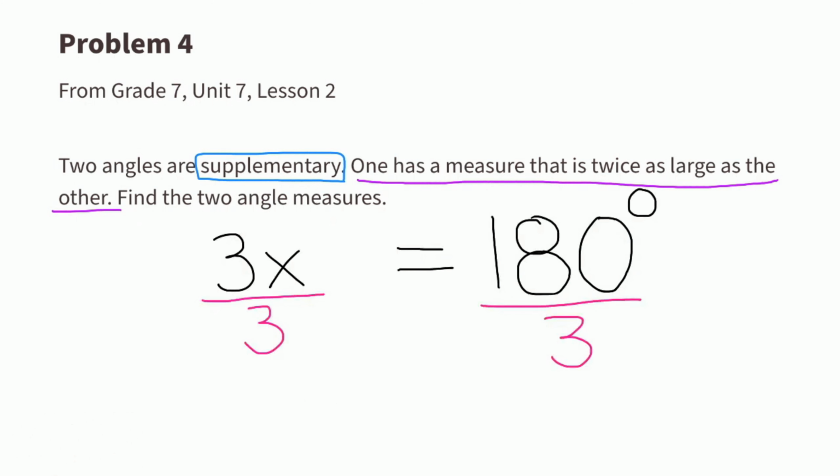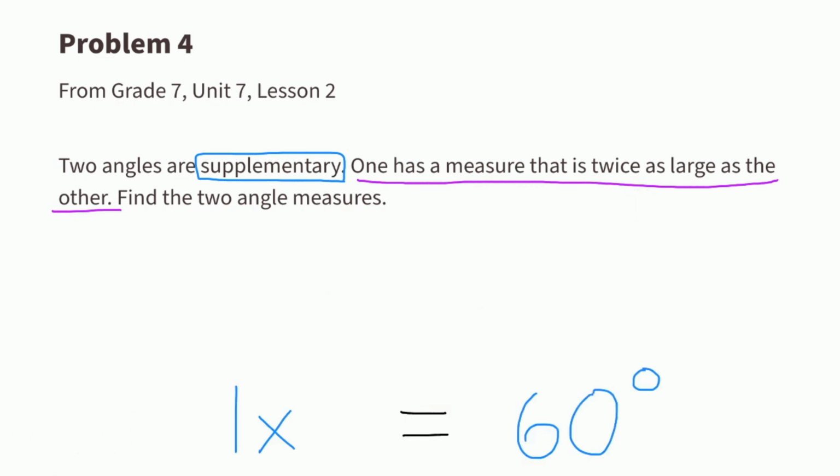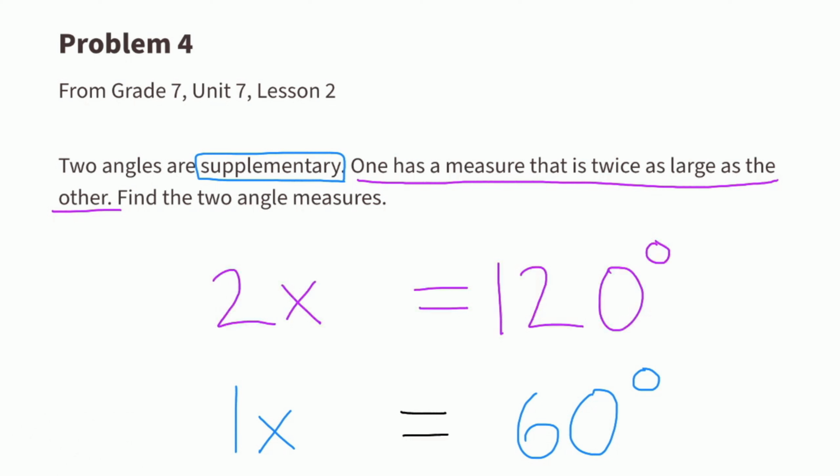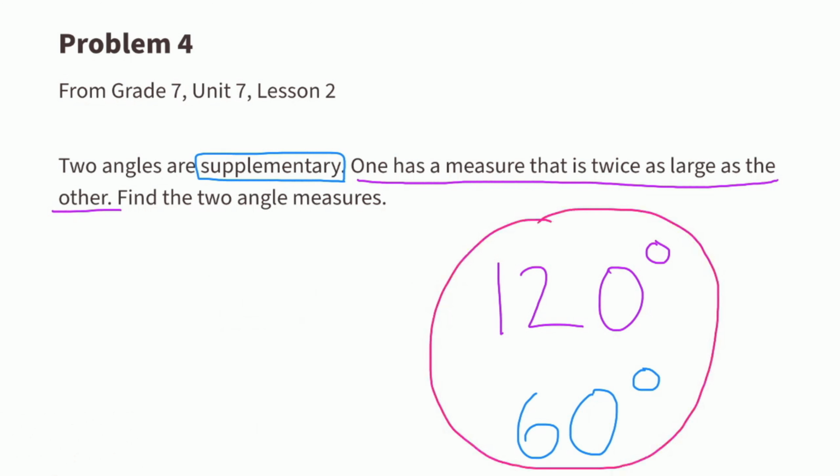Divide both sides of the equal sign by 3 and 1x, or x, equals 60 degrees. The measure of one of the angles is 60 degrees. Since the other angle is twice as large, then the other angle is 120 degrees. So the measures of these two supplementary angles are 120 degrees and 60 degrees.